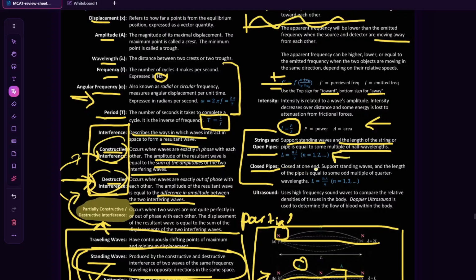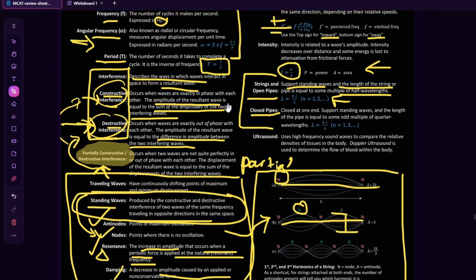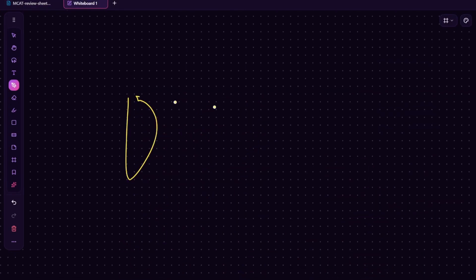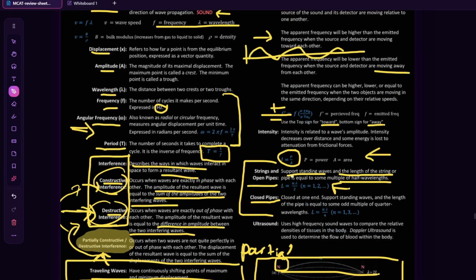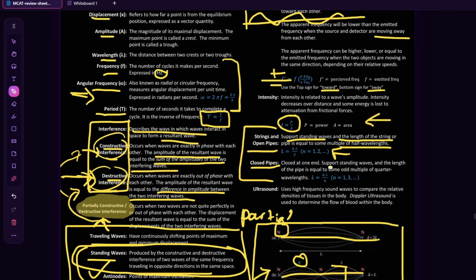Closed pipes are closed off. So just to show it a bit better, open pipes are literally what they say, they're open. The closed pipes are literally what they say, they're closed. So closed pipes, closed at one end, support standing waves, and the length of the pipe is equal to some odd multiple of quarter wavelengths. So that's the formula for that one.